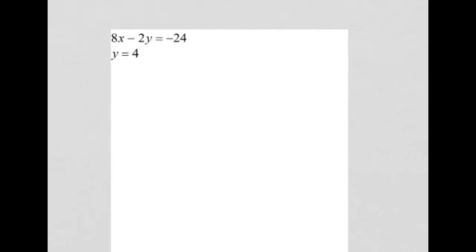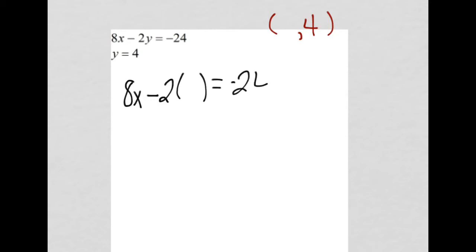Now this one is easy to do substitution because they've already given you one of your answers. So that huge long list of everything that we just did on the first page gets cut literally in half. Because I can do this, and I know my y is 4. Well, since my y is 4, I know I can take out that y right there and put in a 4. So I have 8x minus 2, and instead of my y, I'm going to put parentheses equals negative 24.